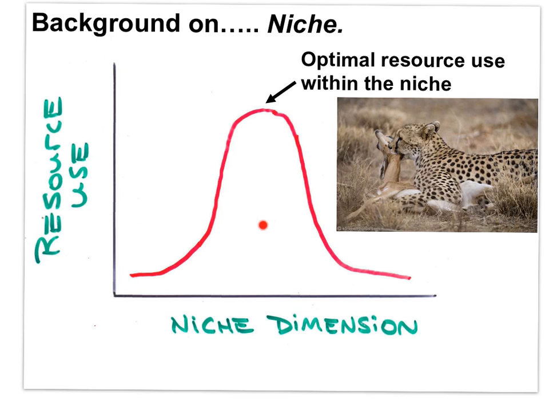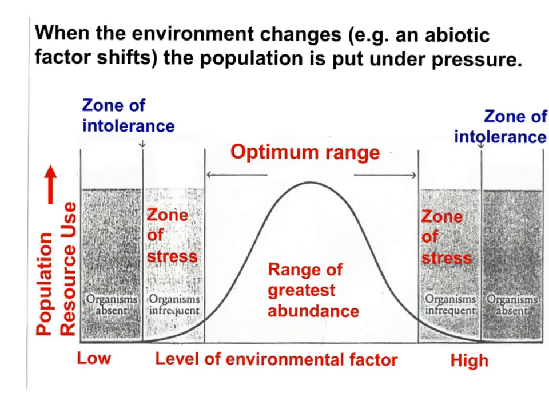This organism gains its resource optimally at this point in the spatial dimension of the niche. Now remember, niche is best thought of as resource use in the ecosystem, the role of the species in the ecosystem, not its habitat. In an ecosystem, a species is successful in its niche if it's gathering resources at an optimal level. But when the environment changes across space, the species is put under pressure.